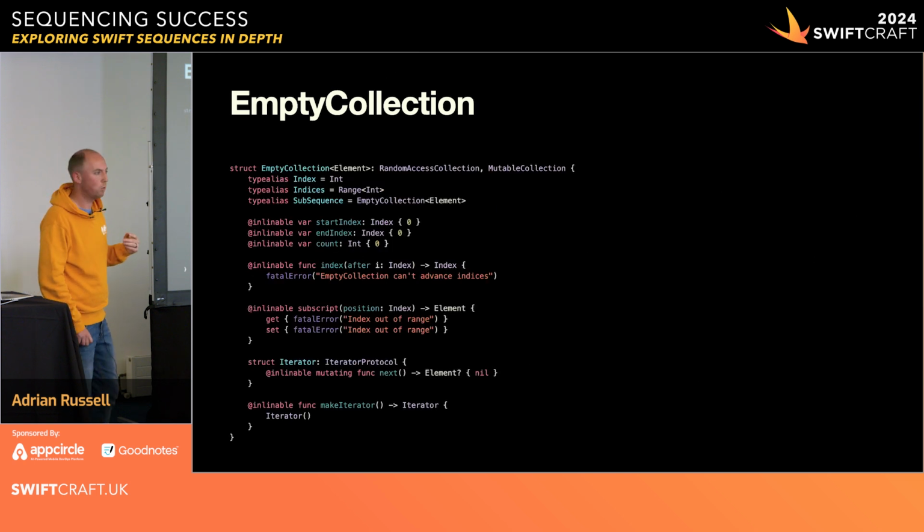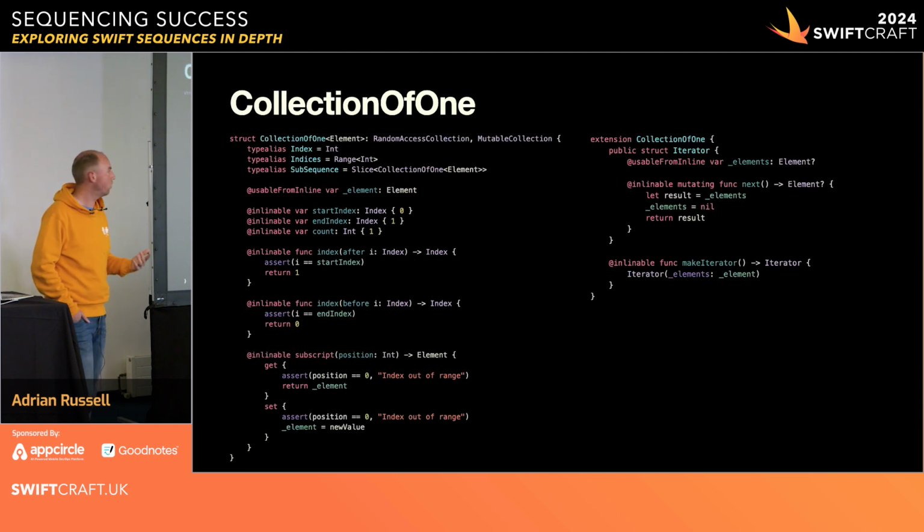If we quickly look at its implementation, it doesn't do anything, as you can imagine. It implements everything for random access collection, but there's nothing in there. Next always returns nil. Its start index is 0, its end index is 0, its count is 0, and everything's inlined. So if you use this, there's a good chance that the compiler can actually see that there's nothing happening and completely eliminate that code. So places where you need to deal with iteration but always have empty content, there's a good chance your compiler can just wipe it out by using empty collection.